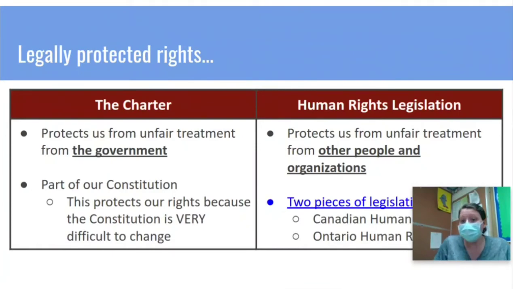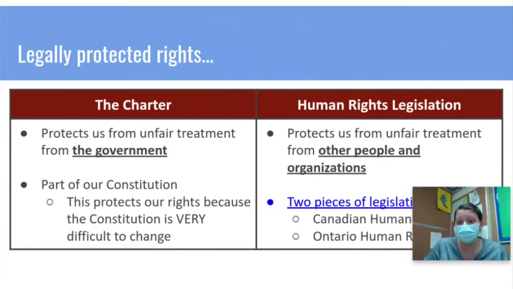Okay, so let's look at some legal protections. First, we know the Charter protects us against discrimination from the government. We know that the categories that are used are fairly set in stone because our Charter is very hard to change, but there is a test in place, and precedent that's set, to include other categories.